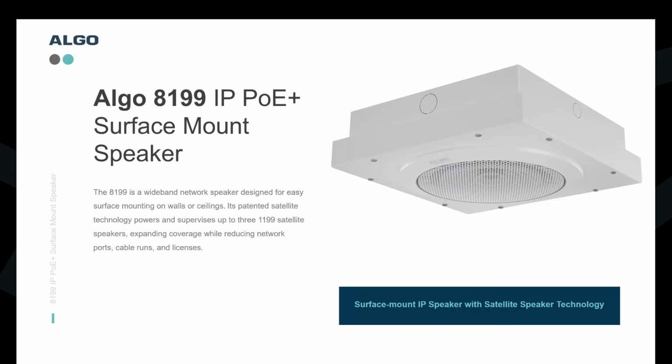Going to the next one, we have our 8199. So this is a pretty familiar device. If you know Algo, you've probably seen the surface mount speaker. It just has the 9 on it now, meaning that it's PoE plus and capable of supporting up to 3 additional speakers behind it. So one speaker is PoE plus. You could do 1 network drop and daisy chain from speaker 1 to 2, 2 to 3, 3 to 4. So have 4 speakers off a single network drop.